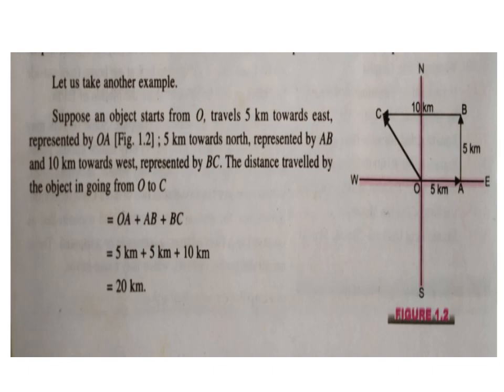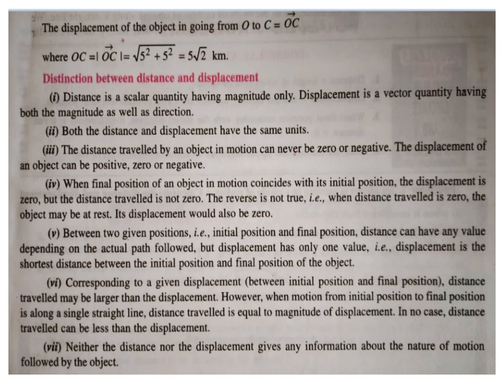This vector gives the value of the displacement, so we can easily find the displacement by using the Pythagoras theorem. OC square is equal to NC square plus NO square. Here NO is 5 kilometer, NC is half of BC, that is also 5 kilometer. So it comes out to be square root of 5 square plus 5 square. So the total displacement which the object covers is 5 square root 2 kilometer.